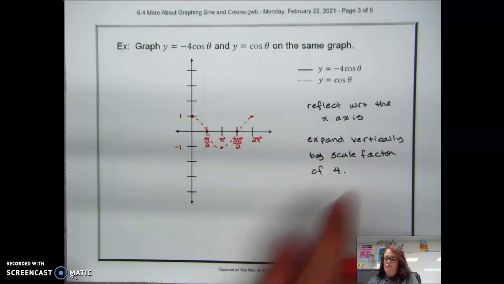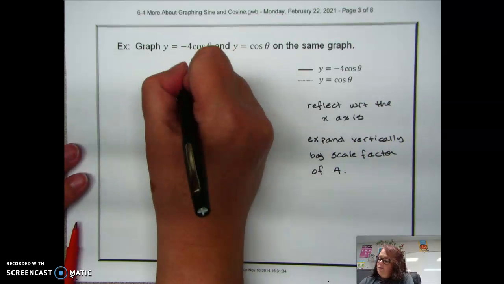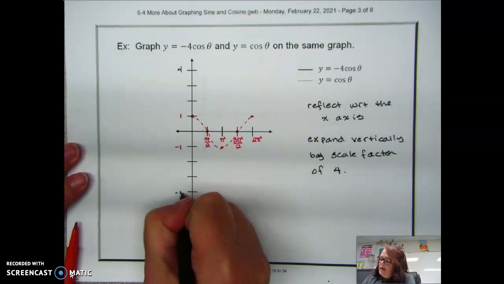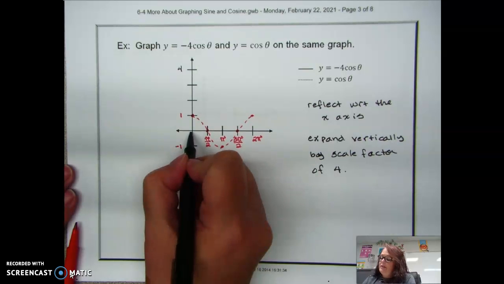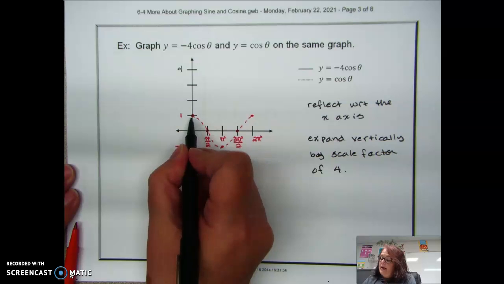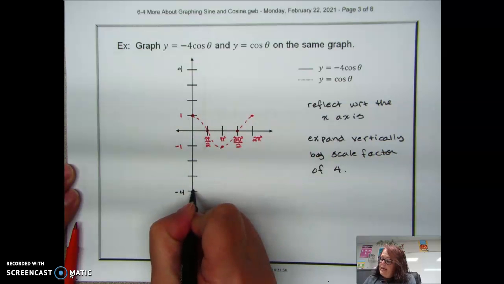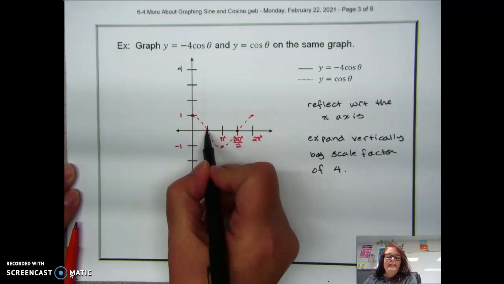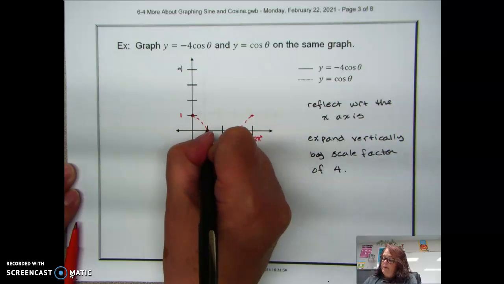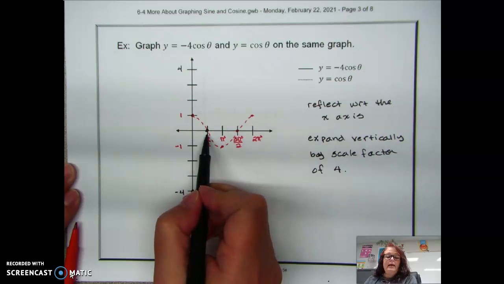And we're going to expand it vertically by a scale factor of 4, which means we're going to get as high as 4 and as low as negative 4. So at 0, we normally went up 1. Now we're going to do the reverse, and we're going to go down 4 times as far. So we're going to go down to negative 4. At pi over 2, reflect it, it stays in place. Multiply it by 4, it stays in place. So my x-intercepts will not change.